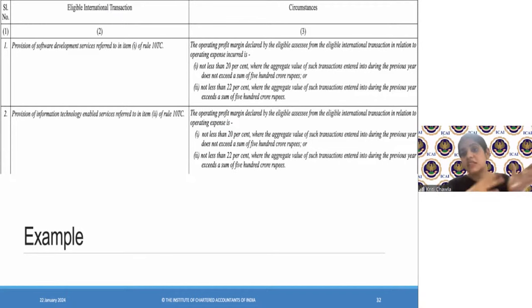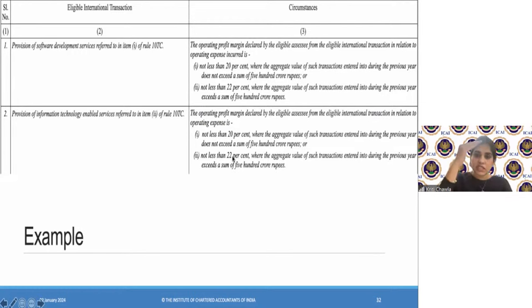But if it is other than that, then it's up to you whether you can actually put it as less than that, but there might be litigation in future. It depends. Then similarly, for provision of information technology enabled services, ITES, for that also they said 20% and 22%.